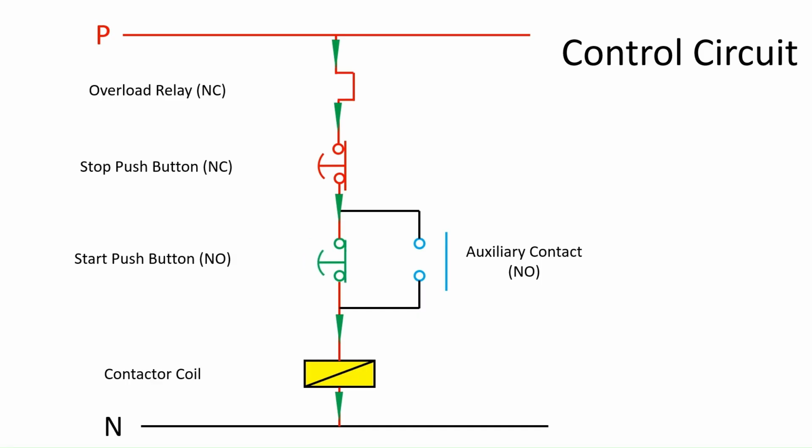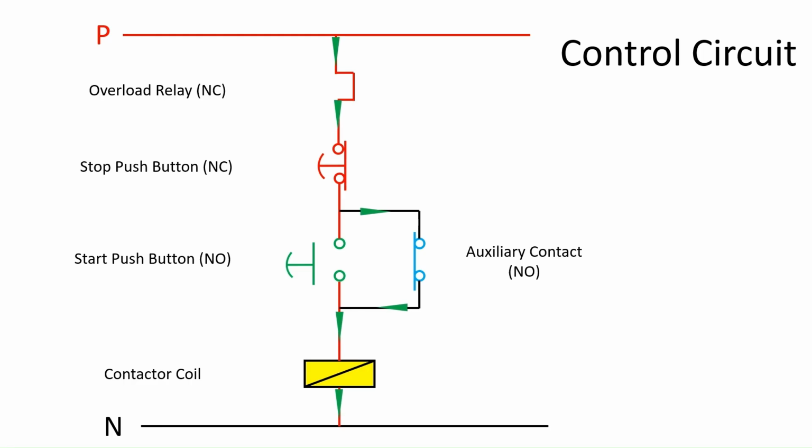When the start push button is pressed, it completes the circuit and energizes the contactor coil. The contactor then closes its main power contact to start the motor and also closes an auxiliary contact which bypasses the start push button, allowing the motor to continue running when the start button is released. The overload relay contact is connected in series with the start button and acts as a normally closed contact that will open and de-energize the contactor coil if an overload condition occurs.